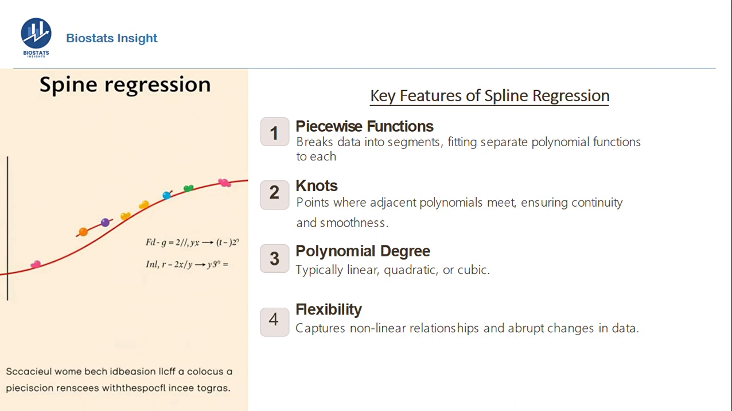Spline regression's features. First one, piecewise function, where we divide the data into bins. So it is a piecewise function. Knots: points where adjacent polynomials meet, ensuring connectivity or smoothness. Polynomial degree: it is typically a linear, quadratic or cubic relationship. Flexibility: flexibility means that when there is a non-linear relationship we are able to trace it.